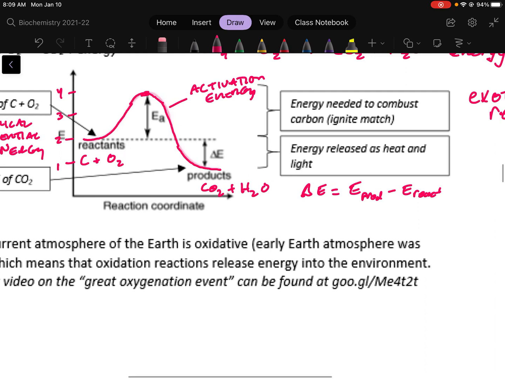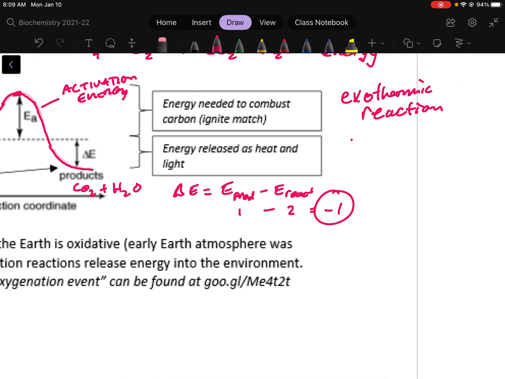But in this case, the energy of the products, which is 1, minus the energy of the reactants, which is 2, is going to be -1. And the important thing about that is it's a negative number. All exothermic reactions have a delta E that is a negative number. If delta E is positive, then we would have an endothermic reaction. And we'll talk about those reactions when I get back in class. I think that this is probably enough to think about right now. So exothermic reactions have negative delta E's.